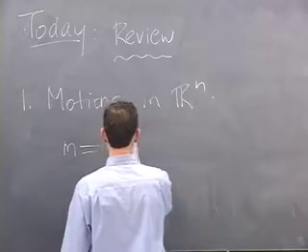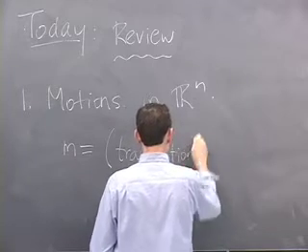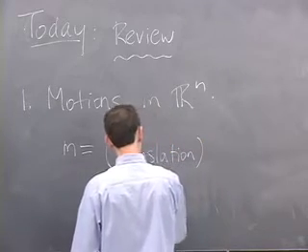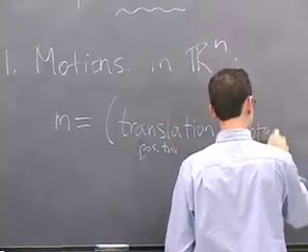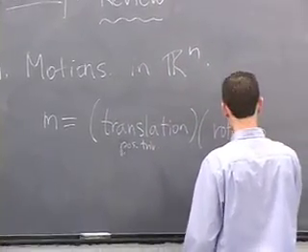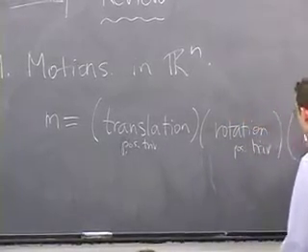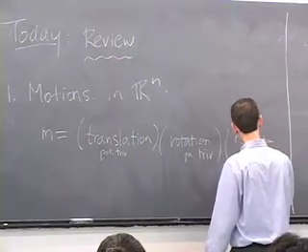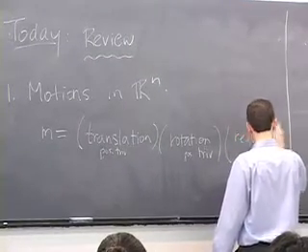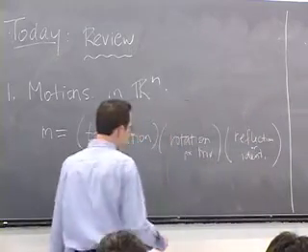It can be written as the composition of a translation, which is possibly trivial, a rotation, again possibly trivial, and either some fixed reflection or the identity. And we identified groups that these things belong to.